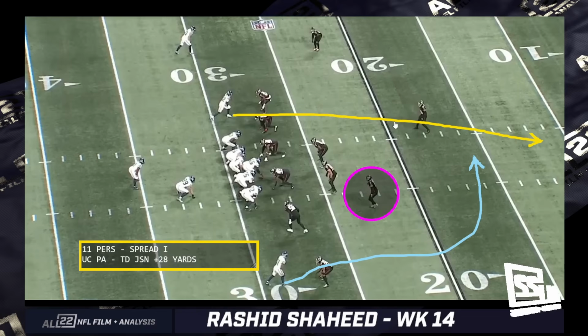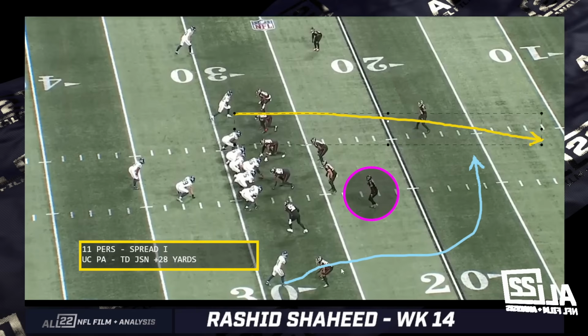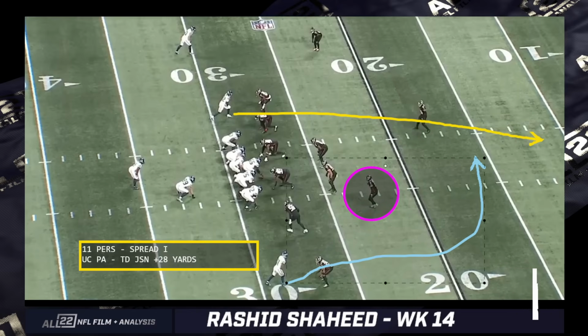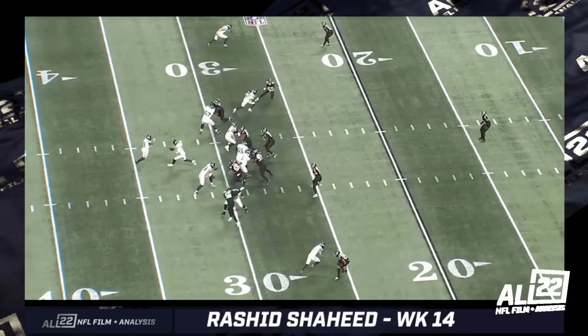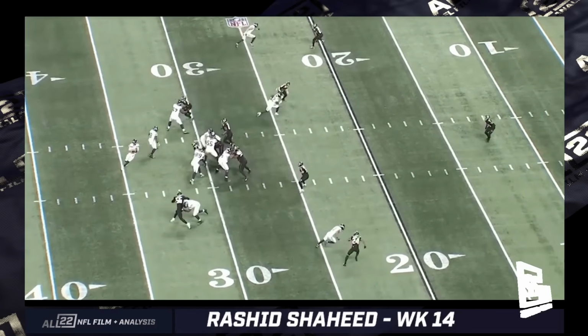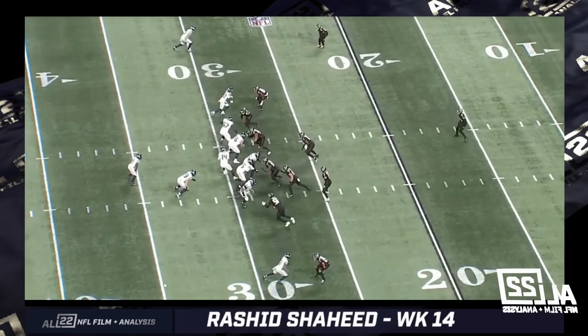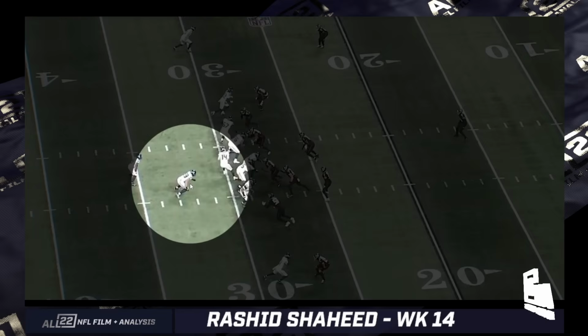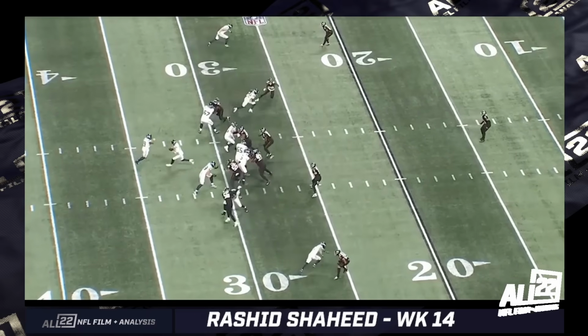So clear out concept up the seam by Shaheed. Kind of a later developing in route from JSN off play action. Real nice job by the tight end, 89, who's technically not lined up at fullback here, picking up the blitzing inside linebacker.